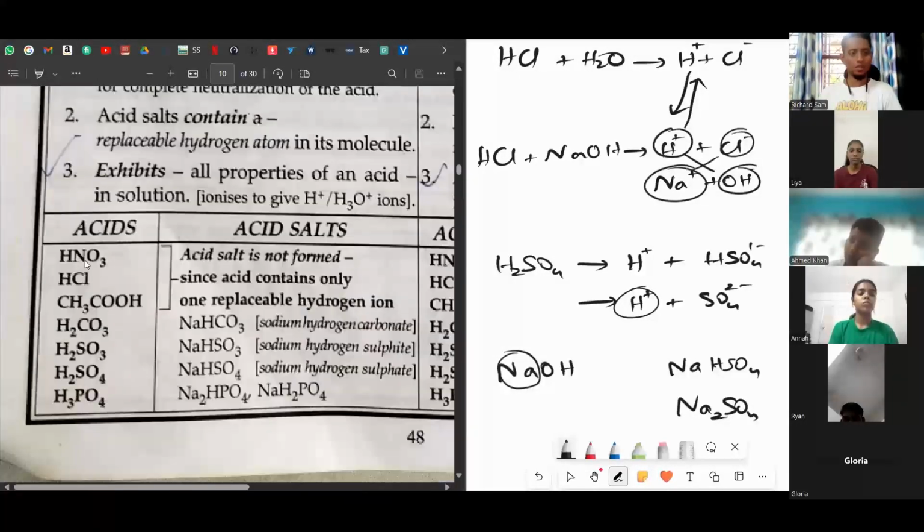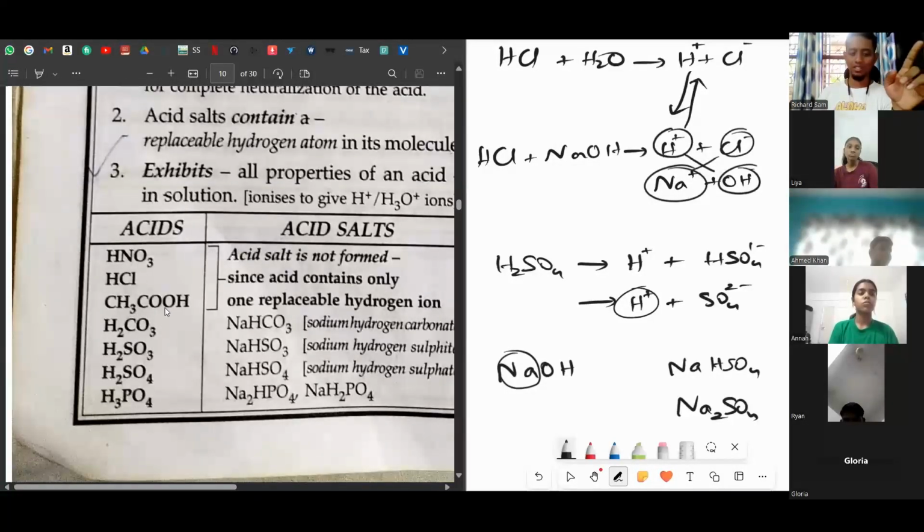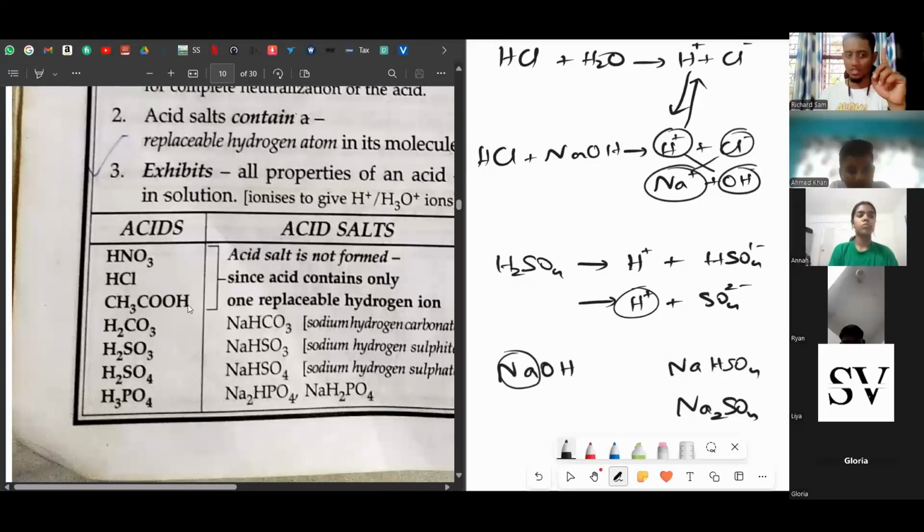Here are some examples of acid salts that are produced from acids. HNO3, HCl, and CH3COOH only have one hydrogen that can be replaced. So these three acids cannot produce acid salts. If the hydrogen is removed from here, then no hydrogen is there at all, so you don't get an acid salt.